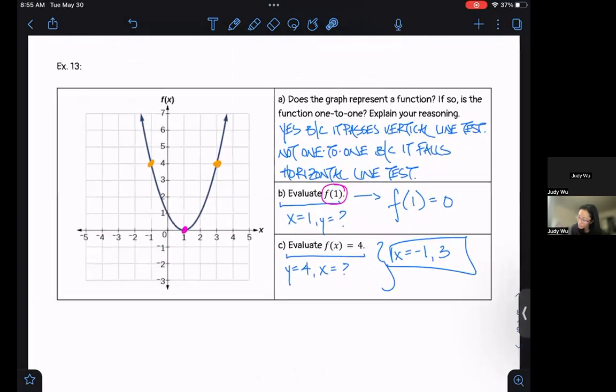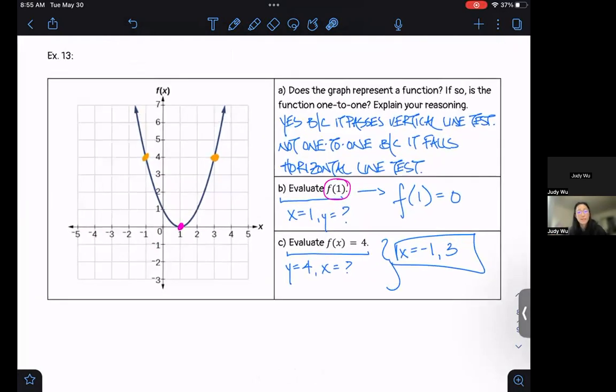Okay? So, moral of the story here is we want to know how to represent things in multiple ways, all right? Whether it be a graph, a table, a mapping diagram, an equation, and we want to know how to work with all of the different ways, okay?